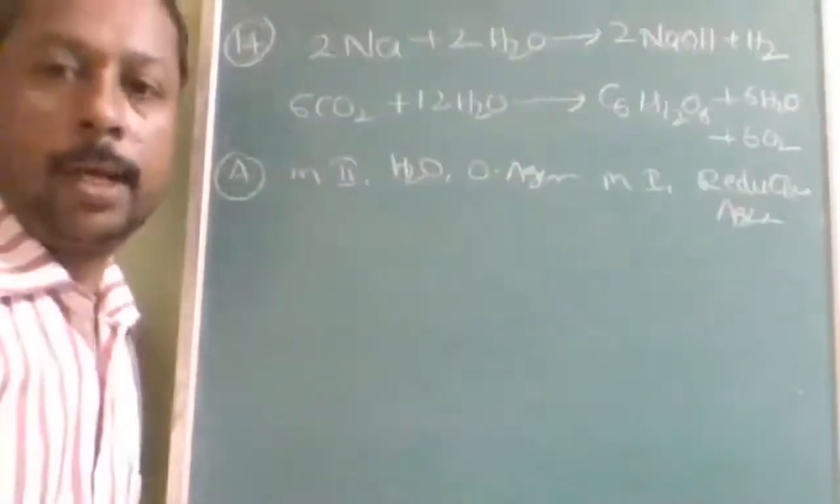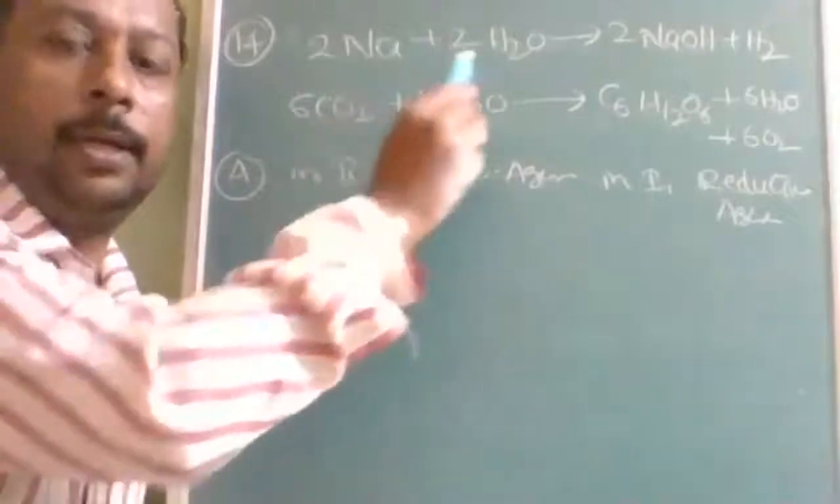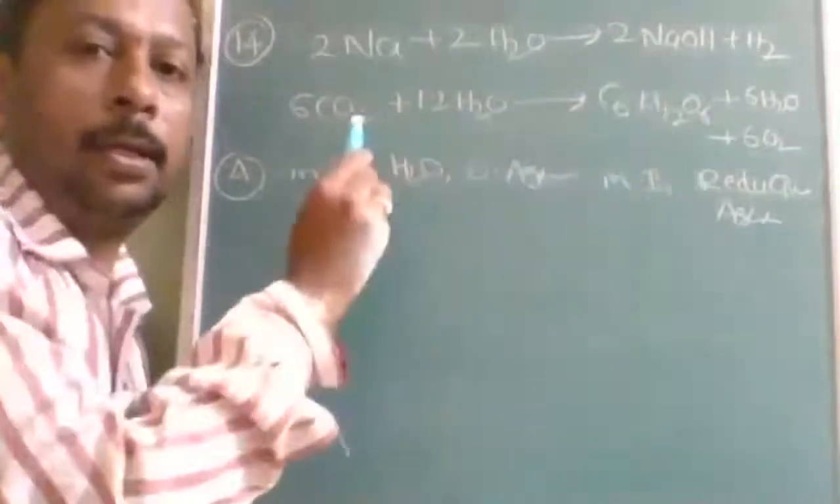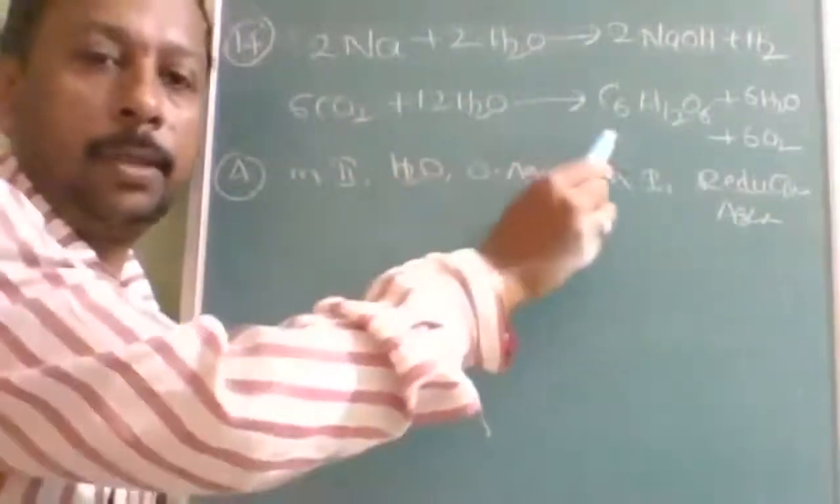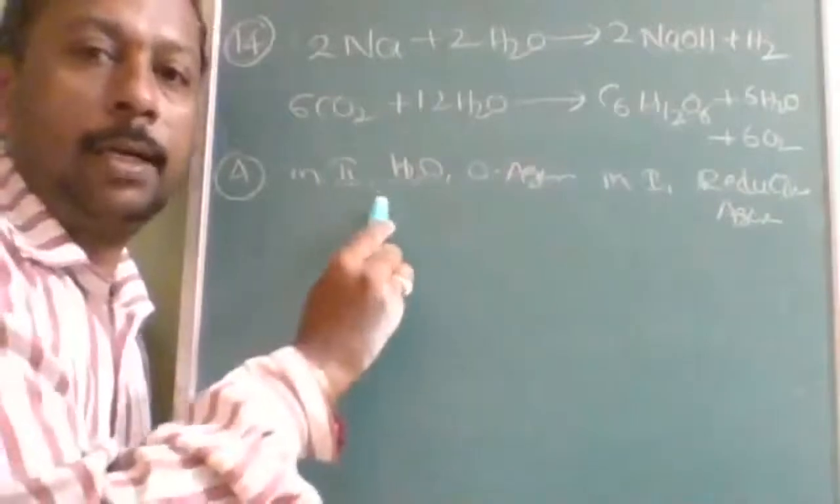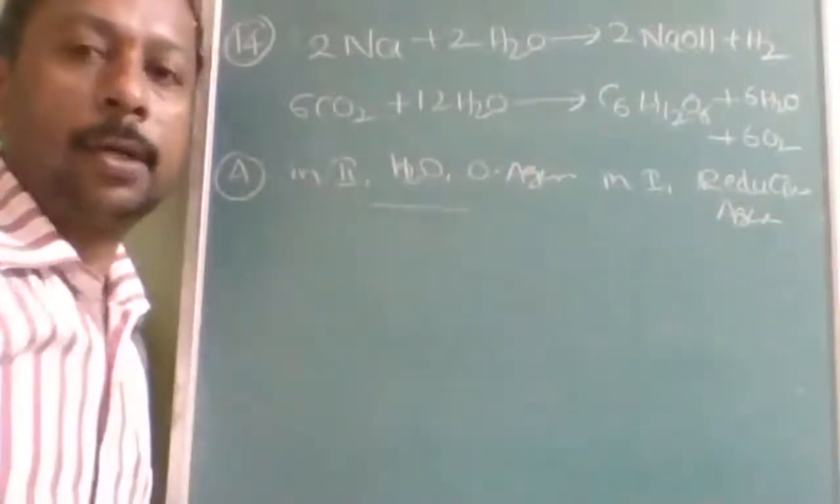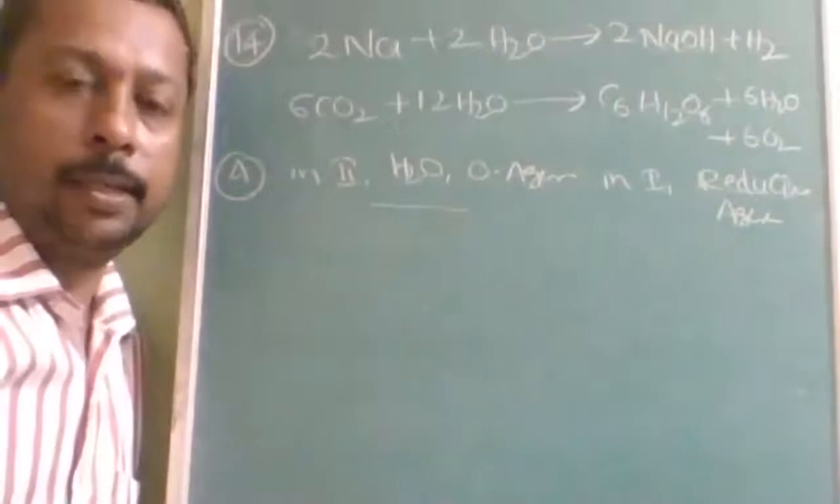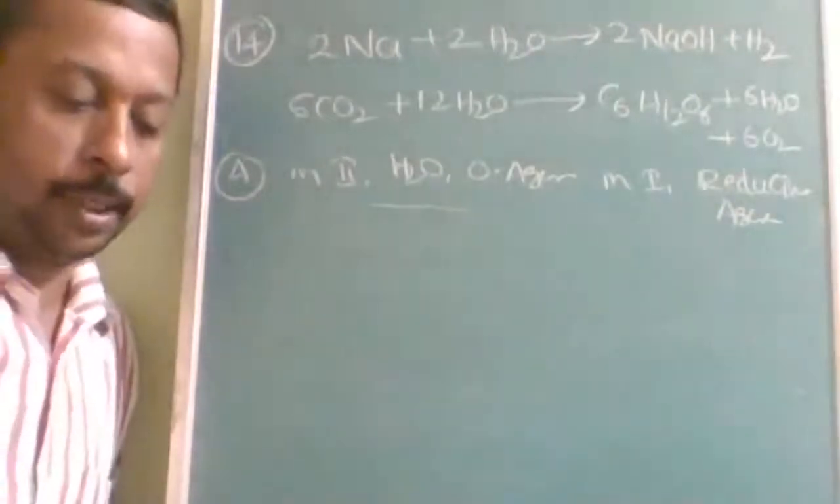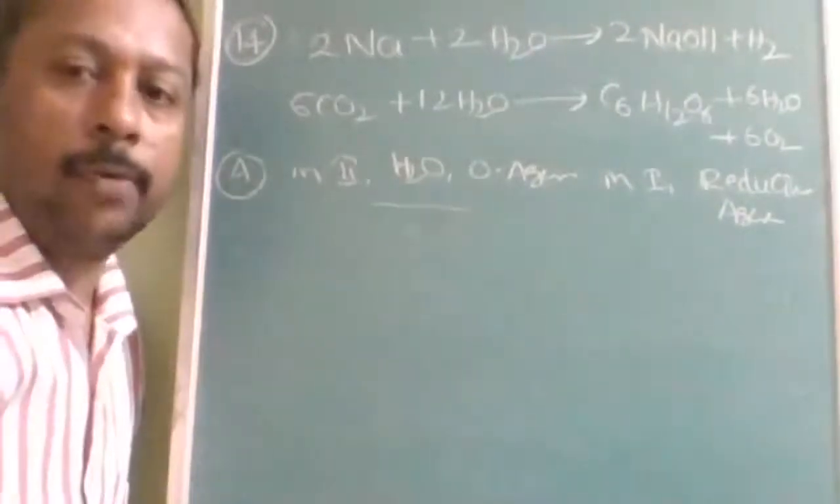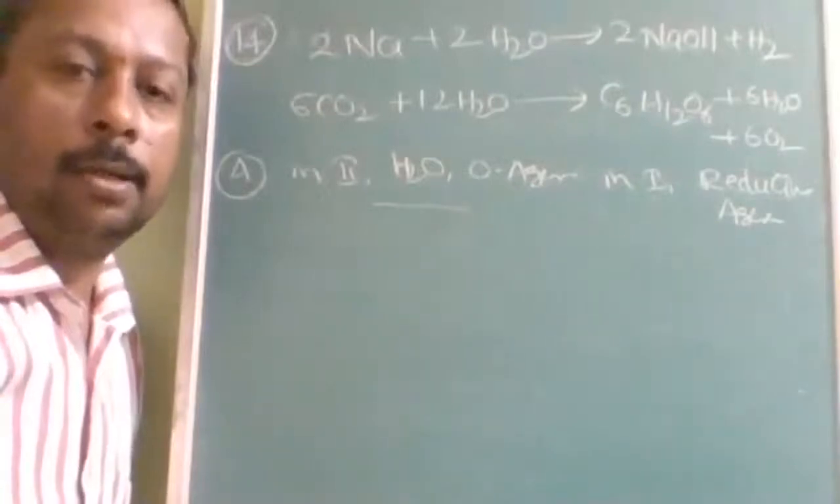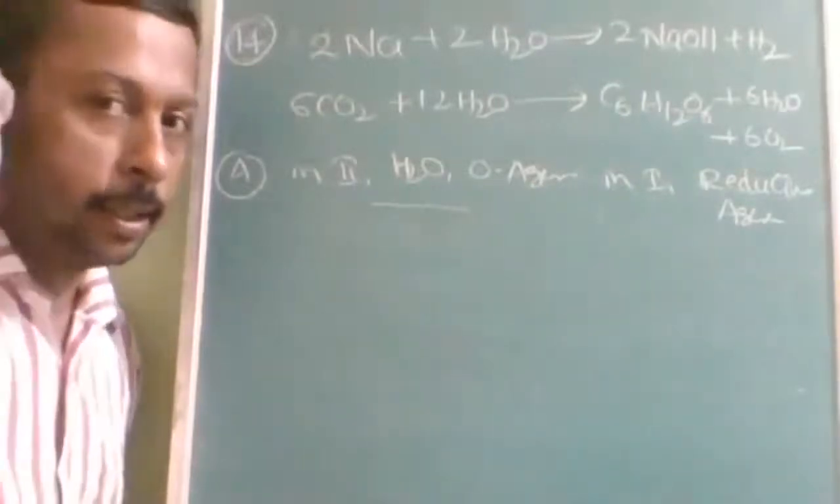See here, two reactions are given. 2Na plus 2H2O, this product. 6CO2 plus 12H2O, this products. You have to identify H2O as oxidizing agent where, reducing agent where, both oxidizing, both reducing, like that you have to identify. Nature of water as an oxidizing or reducing agent.